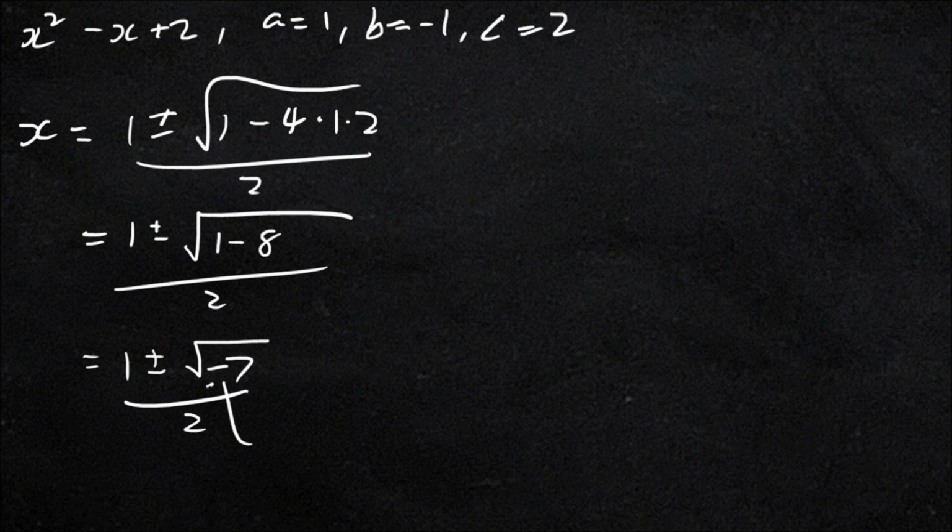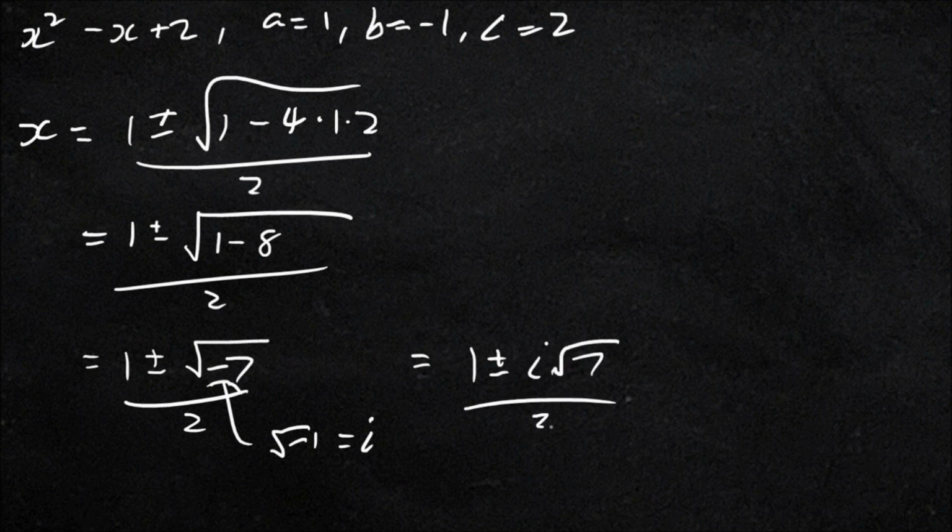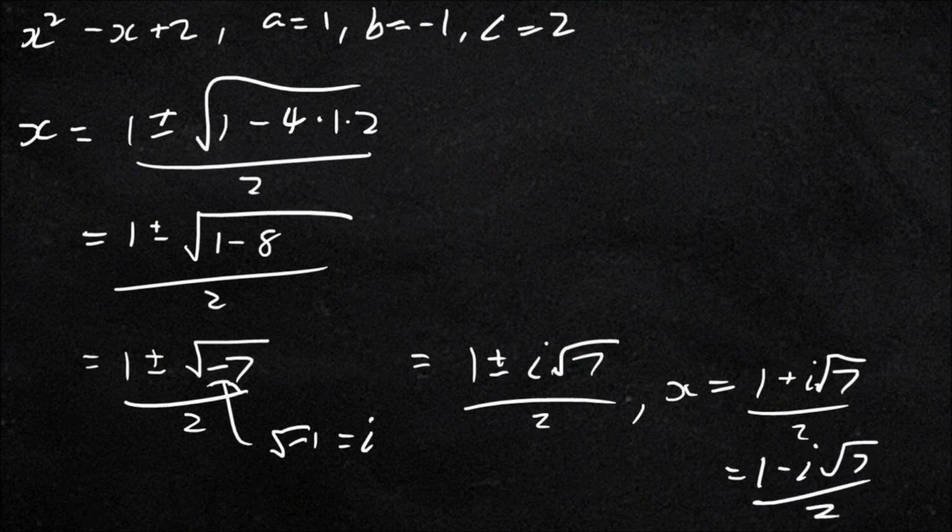So here we have a minus in the square root. And so you can't put this into a calculator because this will result in a complex answer. However, using complex numbers, we can solve this because we know that the square root of minus 1 is equal to i. So this would be 1 plus or minus i square root of 7 over 2. So x would be equal to 1 plus i root 7 over 2 and 1 minus i root 7 over 2.